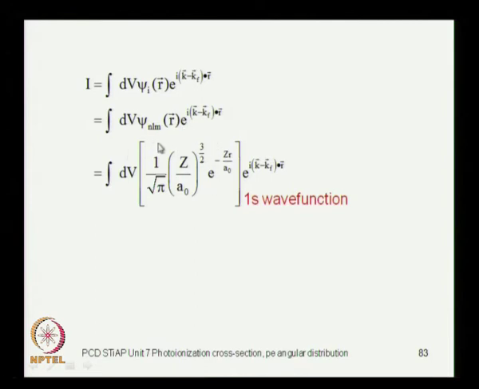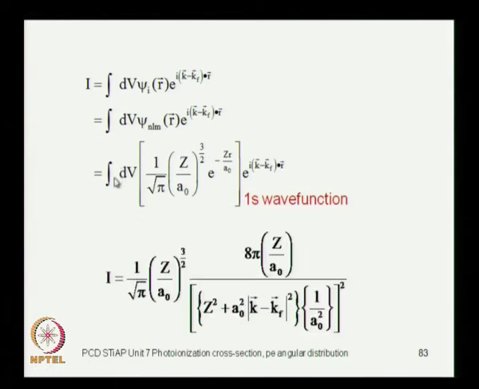So, this psi n l m is nothing but the 1s state of the hydrogen atom, and what you need is the Fourier transform of the hydrogen atom 1s state. So, this integral, which is the Fourier transform of the 1s state of the hydrogen atom, turns out to be this, which is a matter of mathematical detail. It is just a matter of getting the Fourier transform of the 1s wave function.